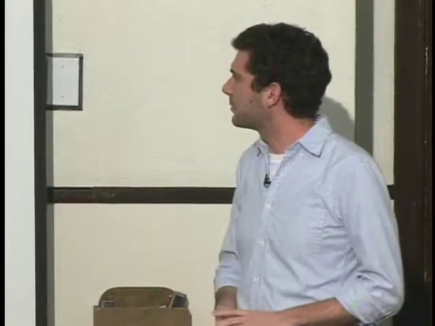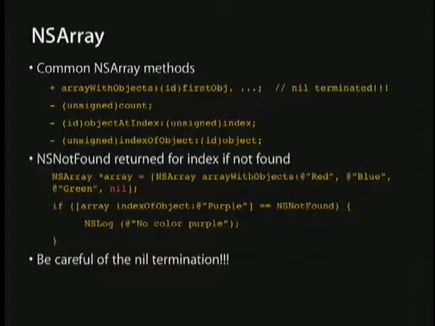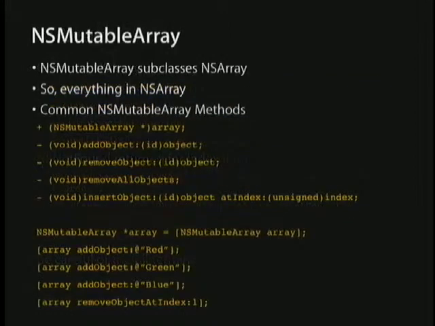When you're looking to see if an object's in an array, you'll get back NSNotFound if it's not there. And be careful of that nil termination, because that will definitely bite you if you don't watch out for that. Mutable array is pretty much the same thing, just add some mutability to the array to let you add and remove objects dynamically.